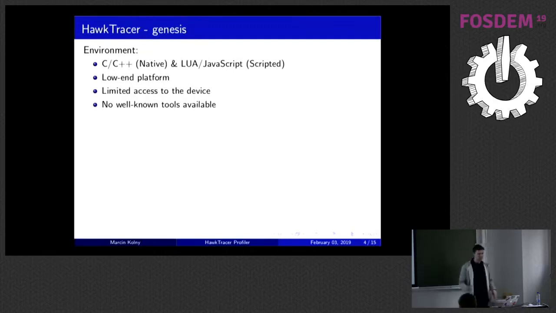And the HawkTracer is instrumentation-based profiling. That means that you need to modify your code. You need to put some trace points in the code to measure some of the metrics.